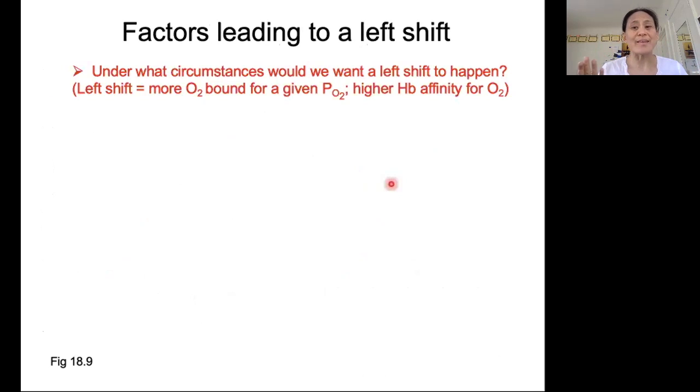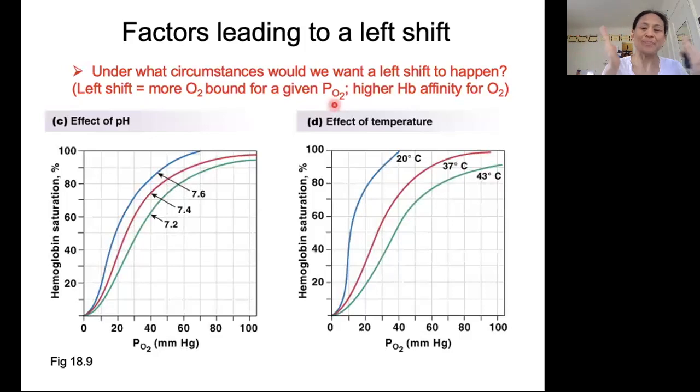All right, so now let's consider the opposite question. A left shift, as you may remember, is going to indicate a higher affinity of hemoglobin for oxygen. We're going to be holding on to our oxygen more strongly. When would you want that to happen? Think about that for a second. Okay, so basically you would want that to happen if you're not metabolizing a lot. The circumstances are going to be the same factors that we just talked about, but changing in the other direction.